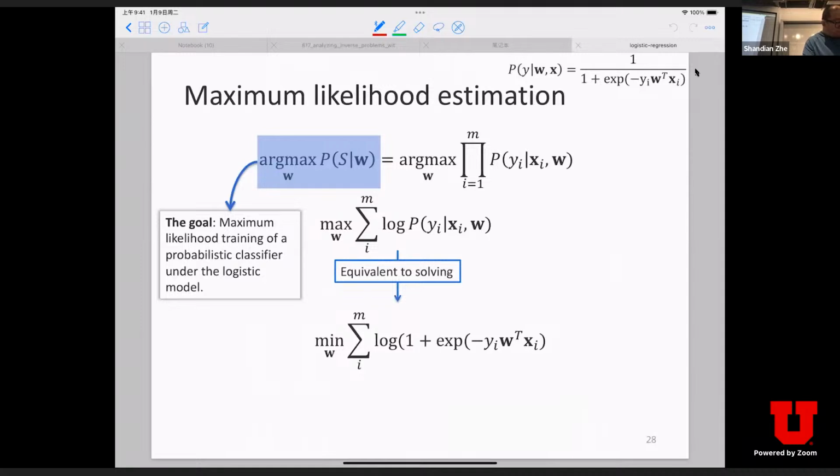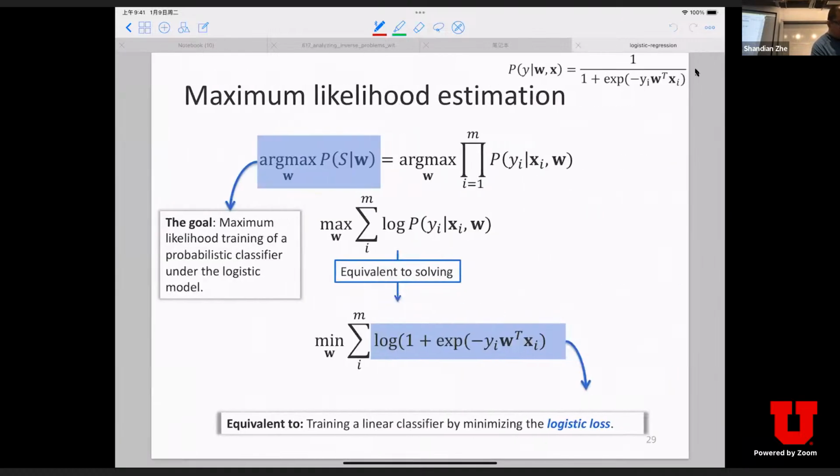So now, let us look at the whole procedure. Our goal is to maximize the likelihood of the training data. To make it convenient and numerically stable, we take a logarithm of the likelihood and get rid of the minus sign. Finally, we convert this maximum likelihood estimation into a minimization over a summation of some function over every training example. This function, the logarithm of 1 plus e to the power of minus yi w transpose xi, is called a logistic loss function.